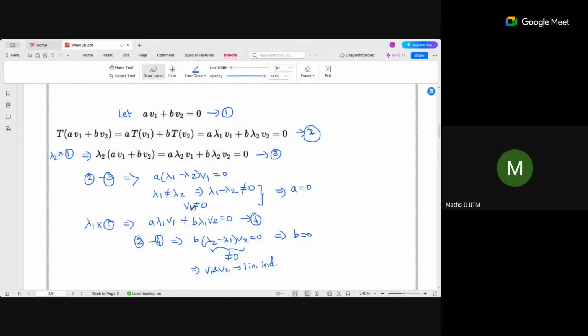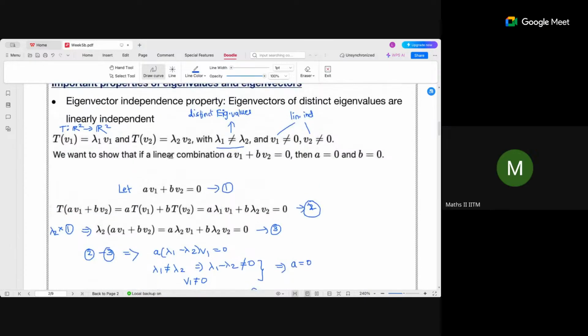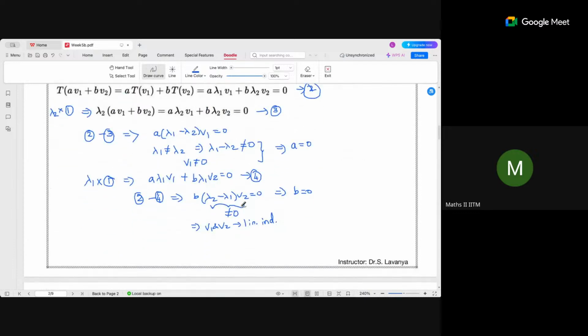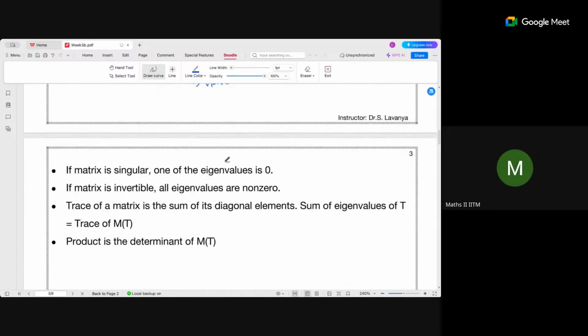So here, I hope this proof is clear for everyone: how to see that two eigenvectors corresponding to distinct eigenvalues are linearly independent. How to prove that? This is the simple proof. Okay, I hope this is clear. There are other properties which we have already mentioned. I have put it here.